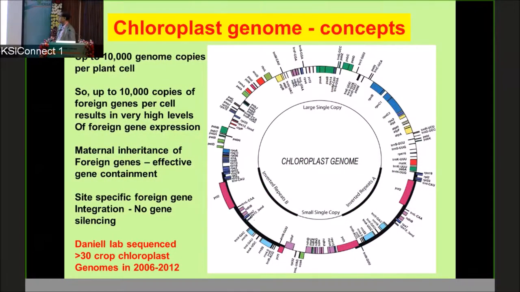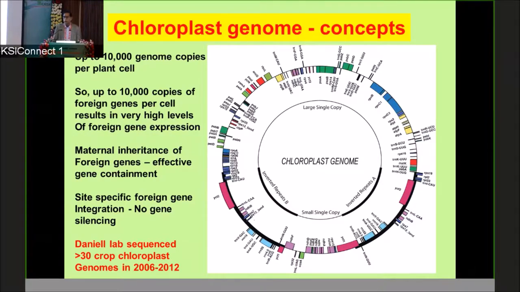So we focus on chloroplast genome. Obviously, you will hear a lot more of nuclear genome, and the rationale for this is that there are 50 to 100 chloroplasts per cell, 100 genomes per chloroplast, so there are 10,000 copies of chloroplast genomes per cell. This translates into high-level gene expression because you could put 10,000 copies of foreign genes into the chloroplast genome.